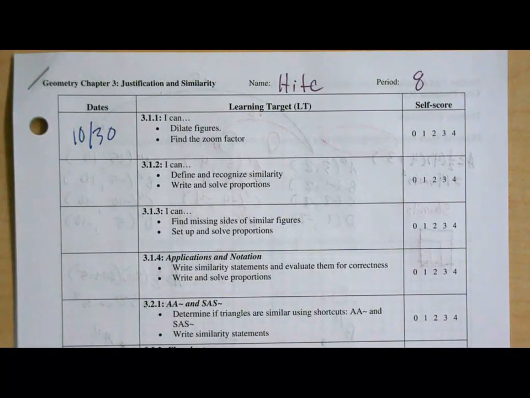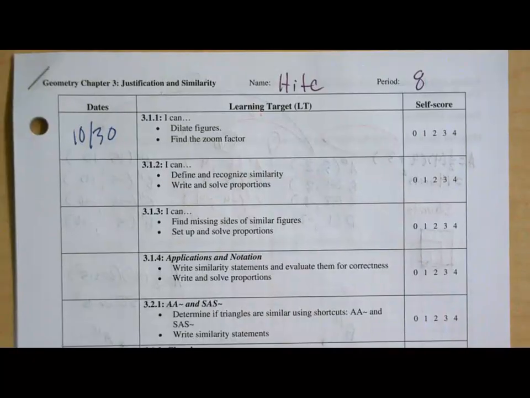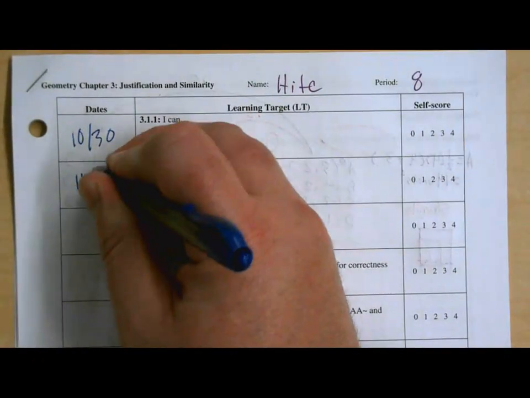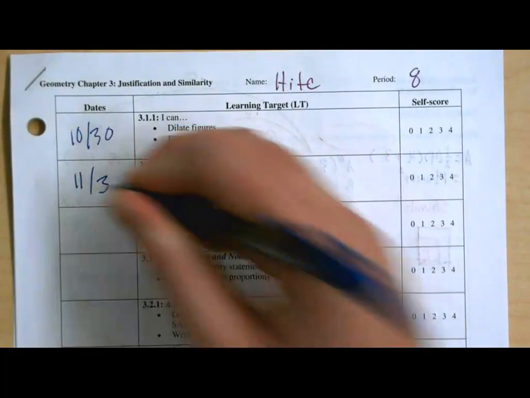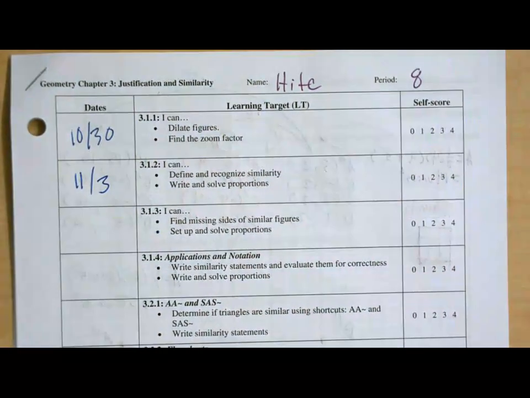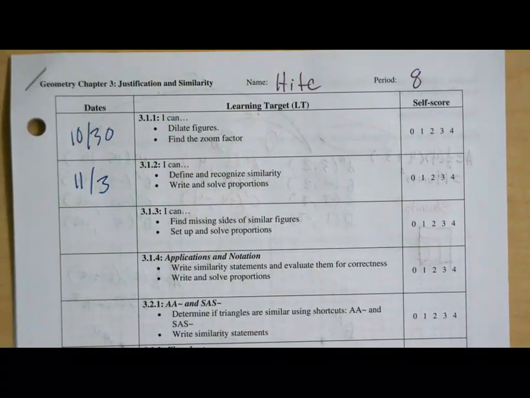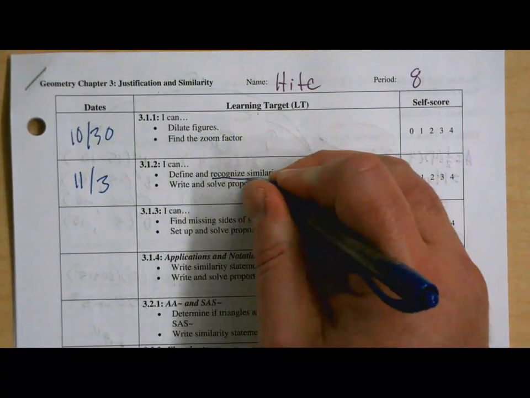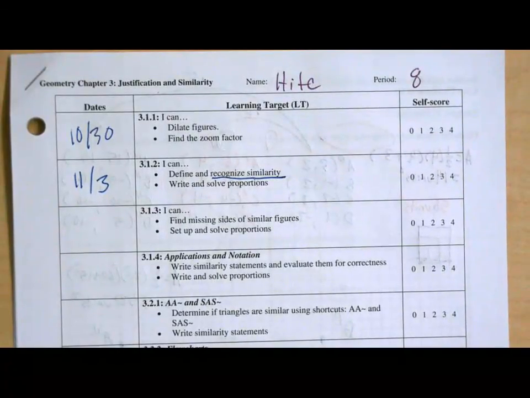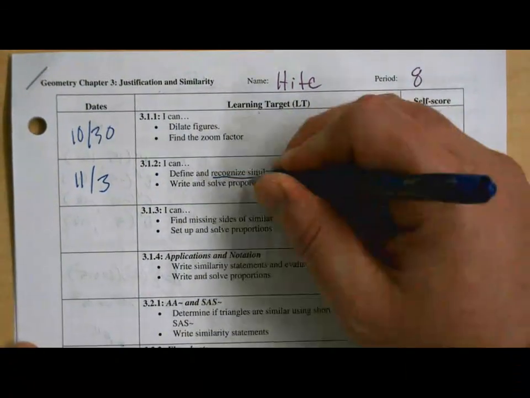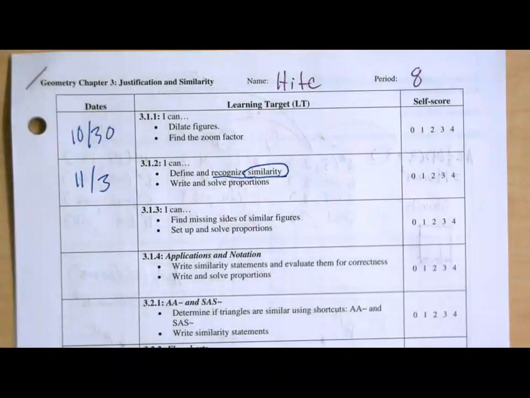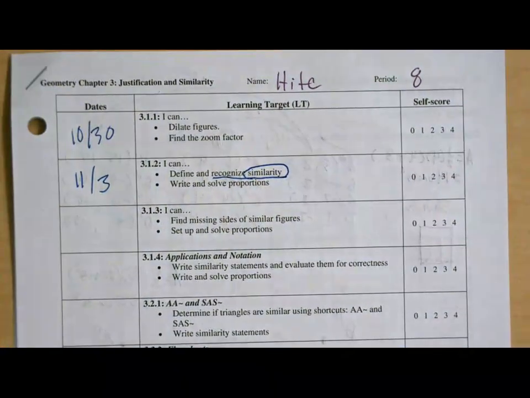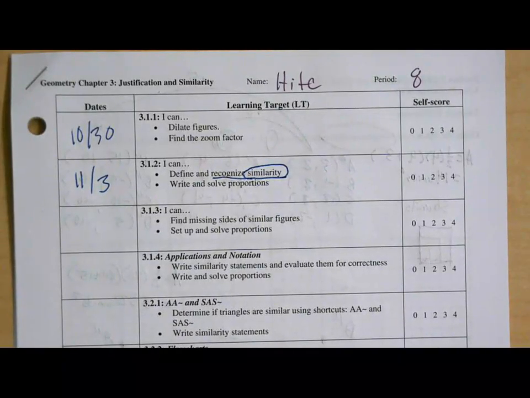All right, our learning targets for today. We're in 3.1.2. Today is the 3rd of November. And our two key learning targets have to do with similarity and proportions. Today, when you leave here, I want you to be able to define and recognize similarity. Similarity is our big key word for today. So I want you to be able to tell me what similarity is, and then also how does it compare and contrast with congruence. We've talked a lot about congruence, not much about similarity so far.